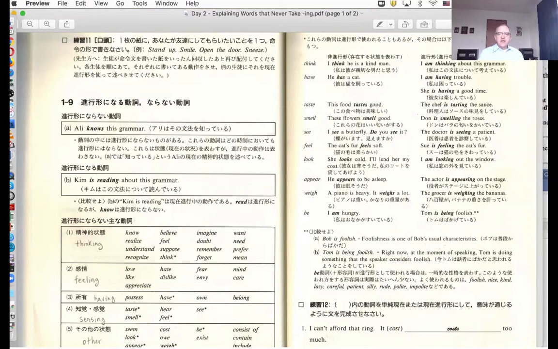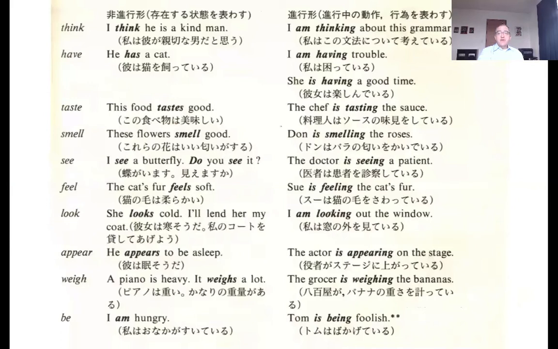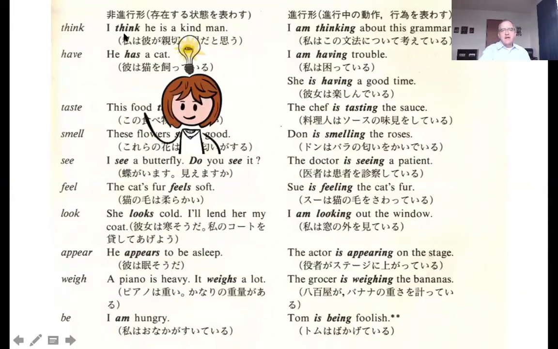I want you to look at this with me and try to understand. Some of you did a bad job because you did not study this paper. This is the paper, and I want you to study this for your test. You have a test next week, and this is on your test. Let's read this carefully. I think he is a kind man. This think is believe, okay? It's like, I believe. It's not like, oh, I'm thinking, okay? It's just my belief. Boom.